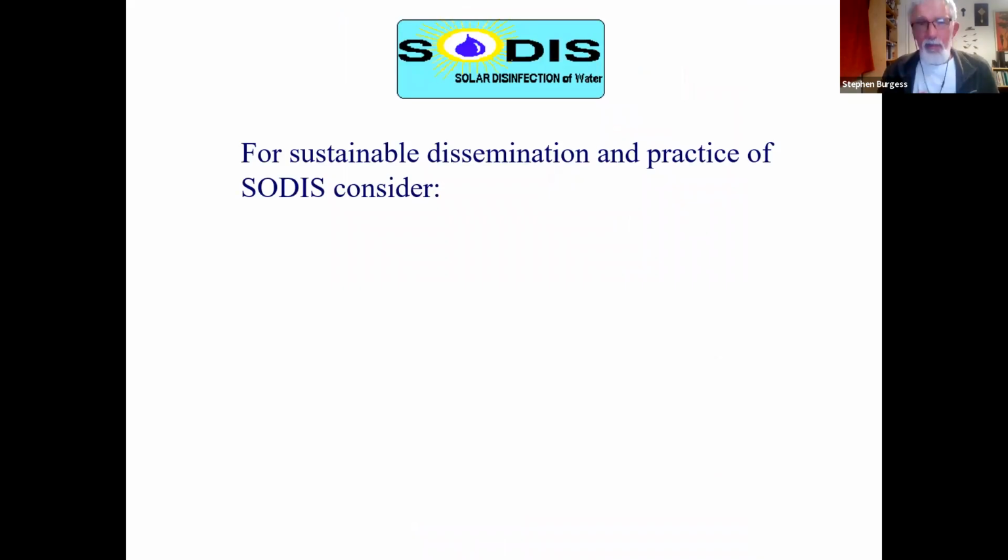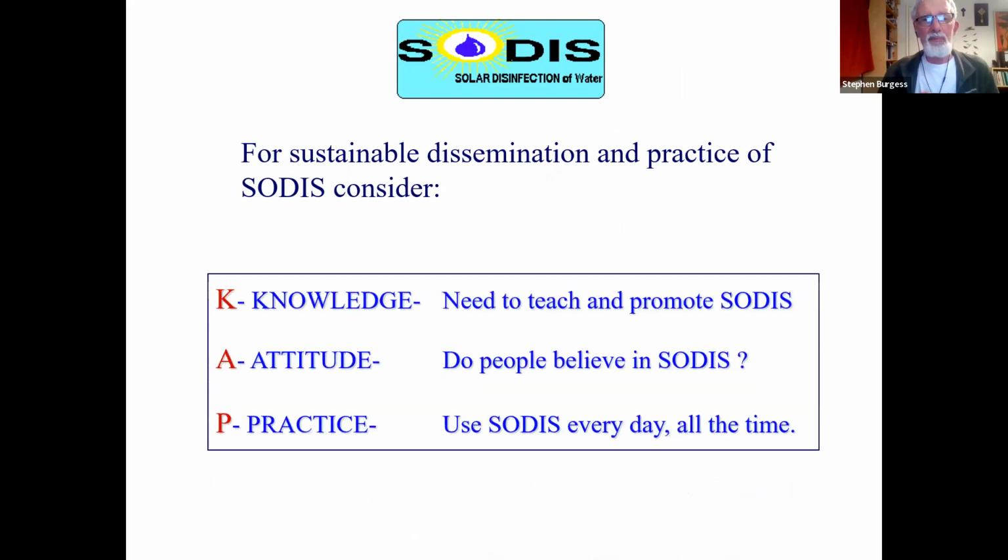So for sustainable dissemination and practice of SODIS, consider these three things. And I think this is true for any intervention we try to make with people. Knowledge, attitude, and practice, KAP. We need to teach people and promote SODIS. We need to teach them so they have enough knowledge. And then their attitude, do people believe in SODIS? And then practice, encouraging people to use SODIS every day, all the time.